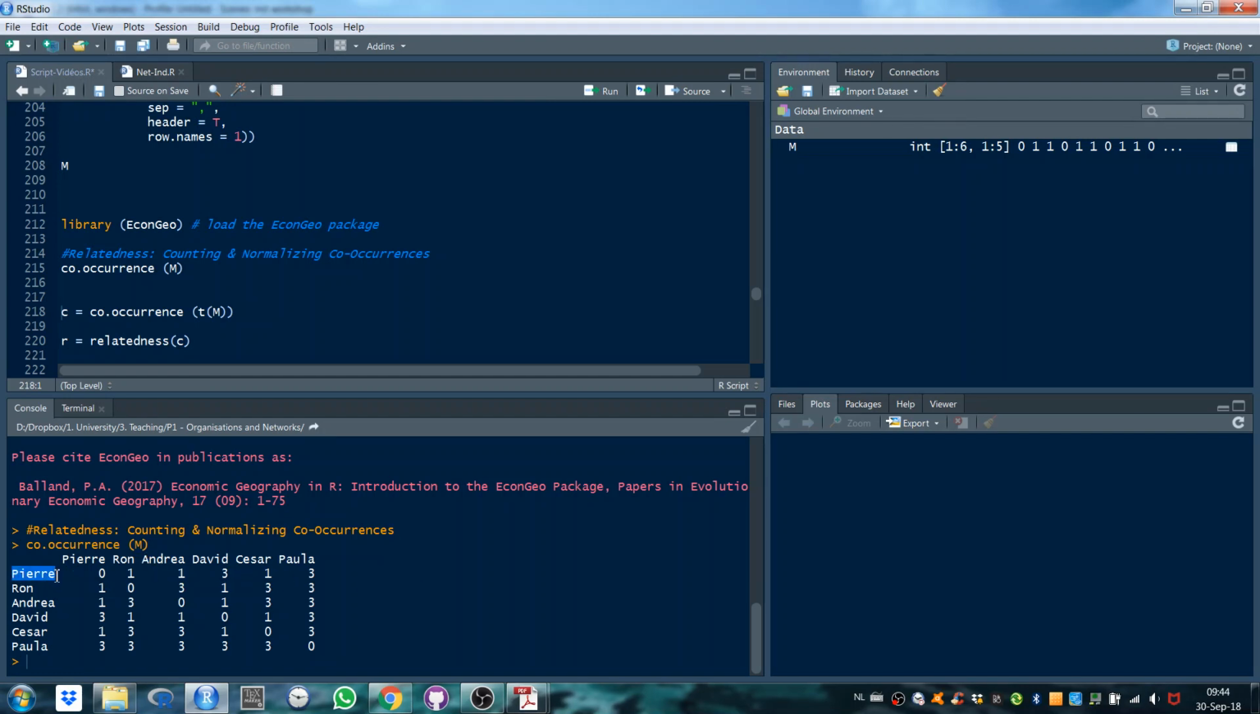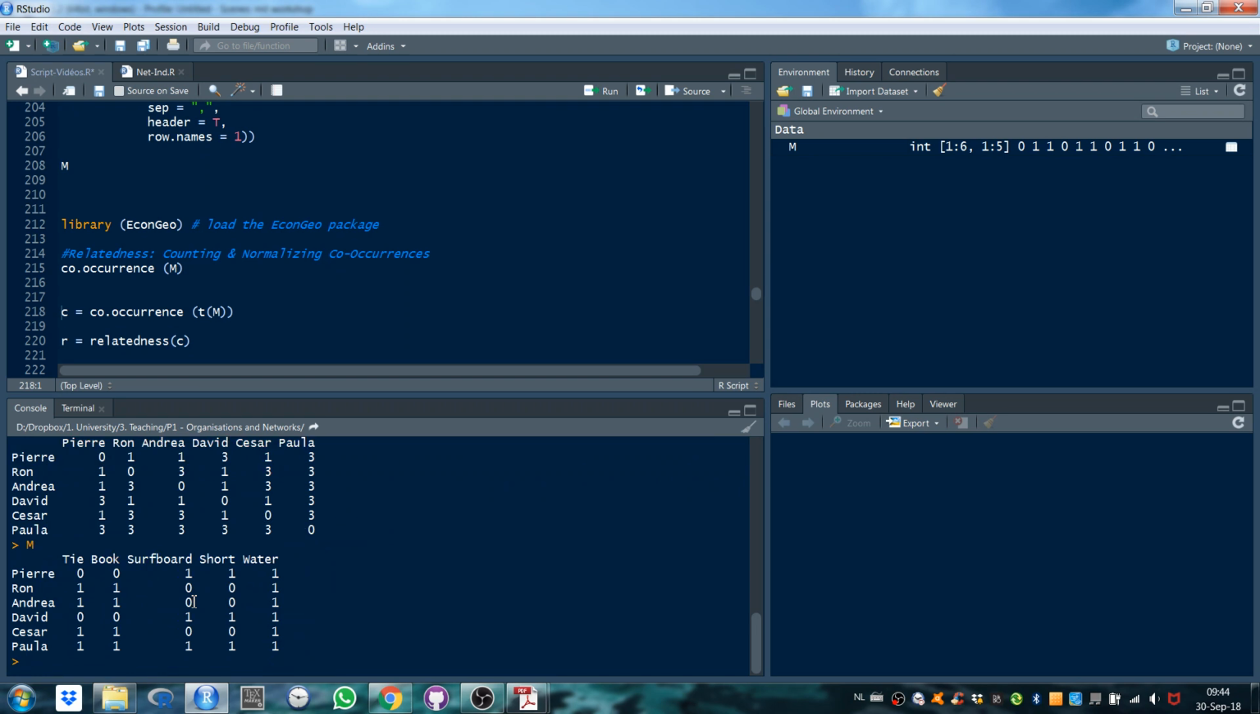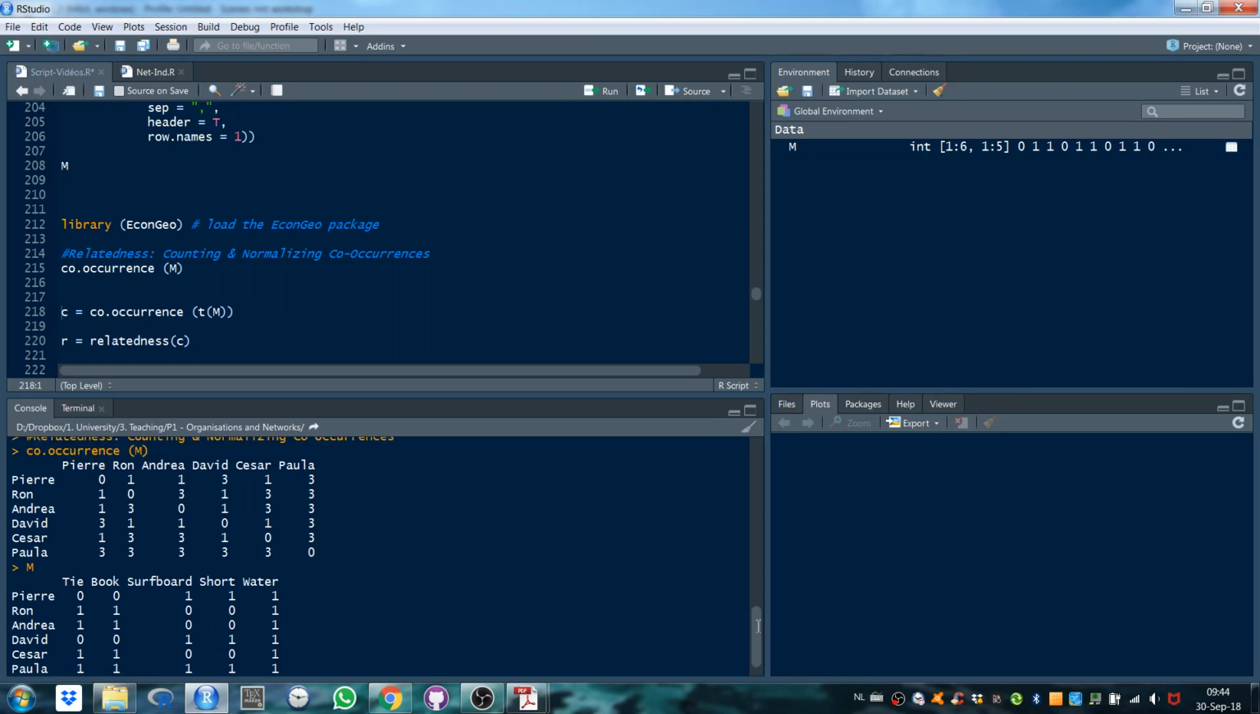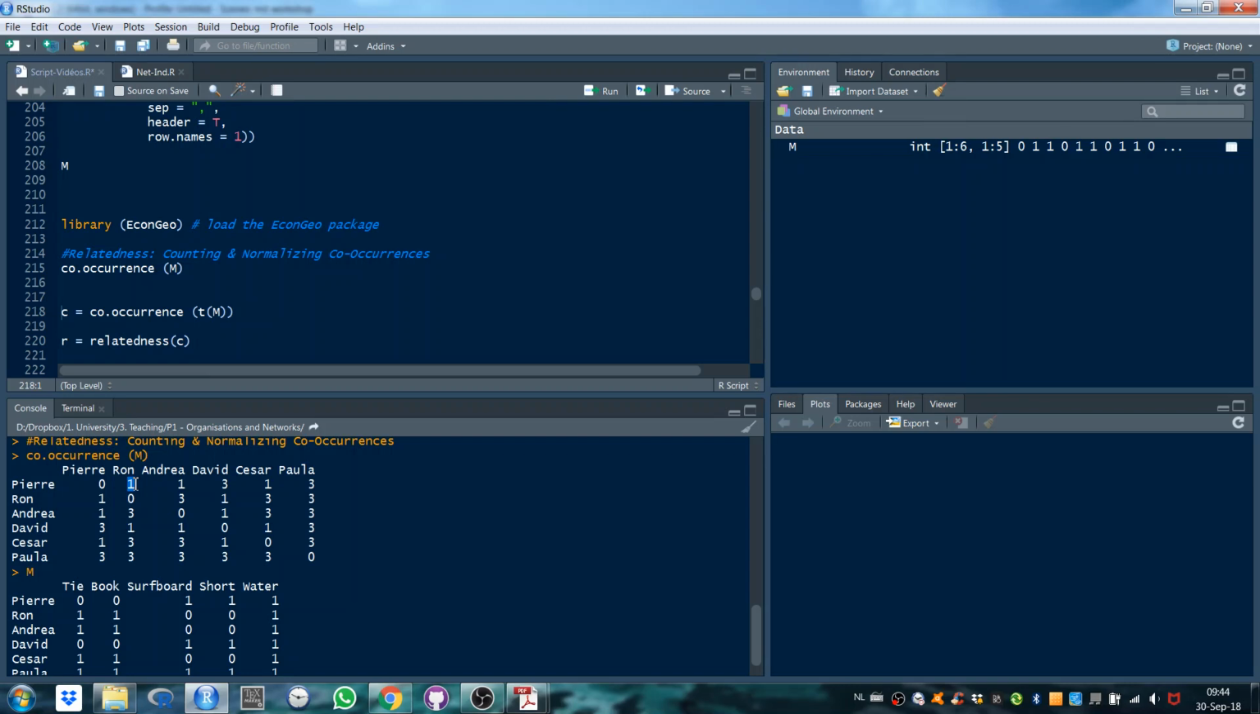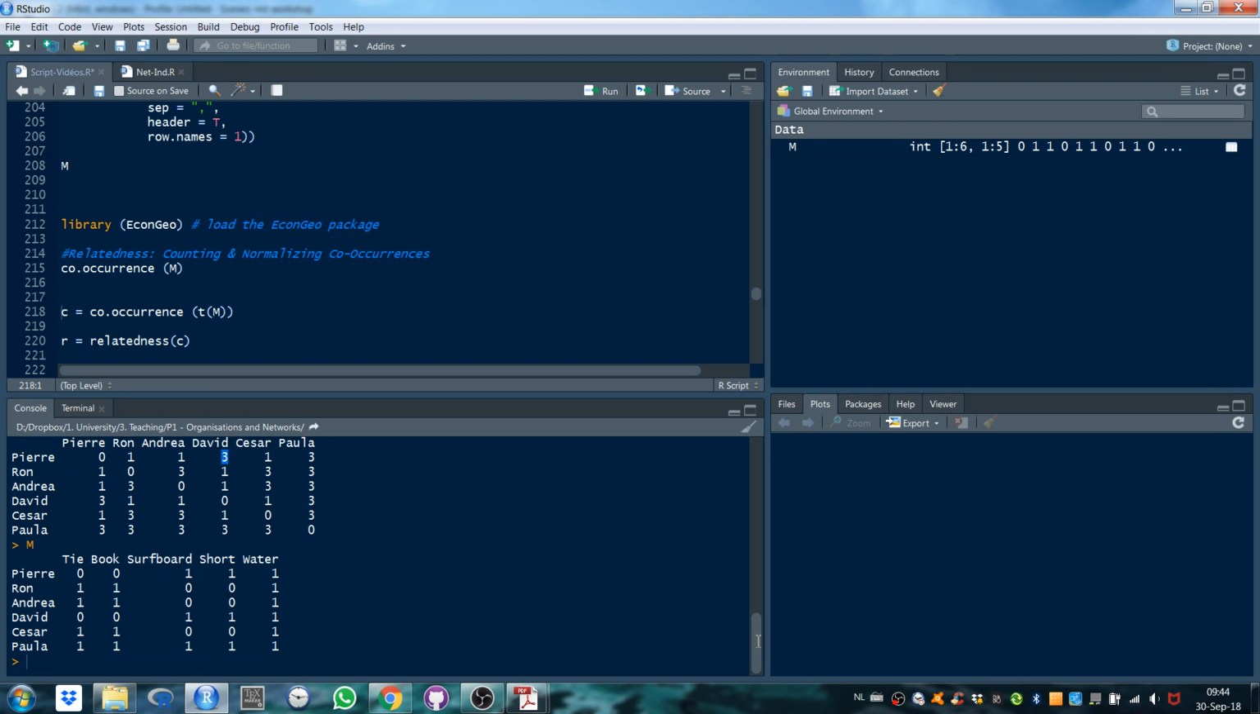In this case, Pierre and Ron only buy one product in common. We can look at the matrix here: this is the vector of products bought by Pierre, and this is the vector of products bought by Ron, and you see they don't overlap very much. Pierre doesn't buy a tie or a book, but Ron does, while Pierre buys a surfboard and shorts, but Ron doesn't. They both buy water, and this is why you only get the one here. Pierre and David buy three products together: surfboard, shorts, and water. This is what you have.